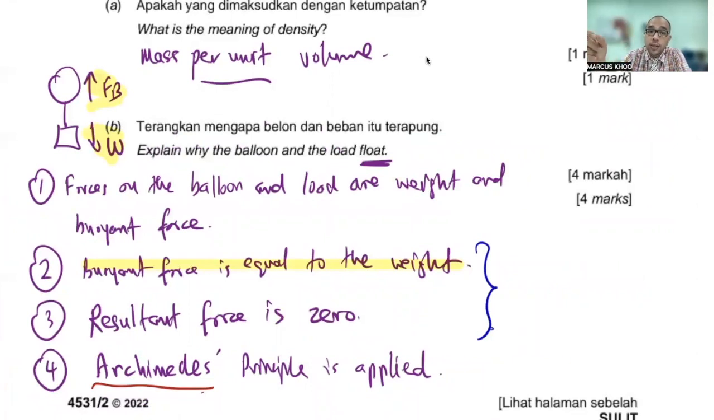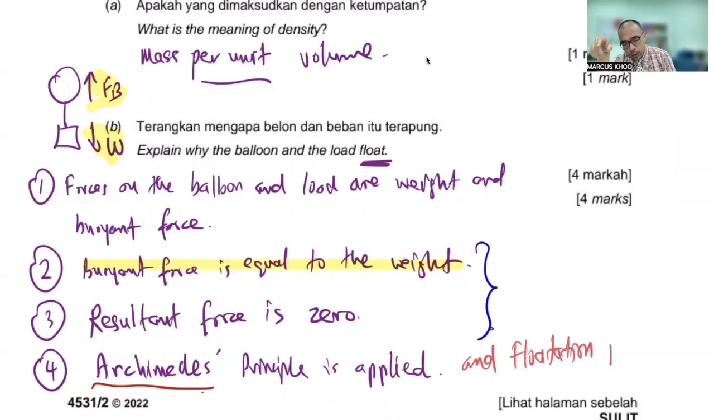The forces on the balloon are the weight, which goes down, and the buoyant force, which goes up. Secondly, the relationship between buoyant force and the weight is that they are equal. This is the flotation situation, and this causes a zero resultant force. Zero resultant force means that it will float. It will neither go up nor go down. And of course here we talk about Archimedes principle. Actually, not just Archimedes principle, Archimedes and flotation principle.